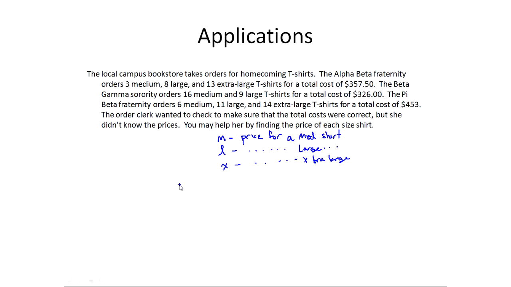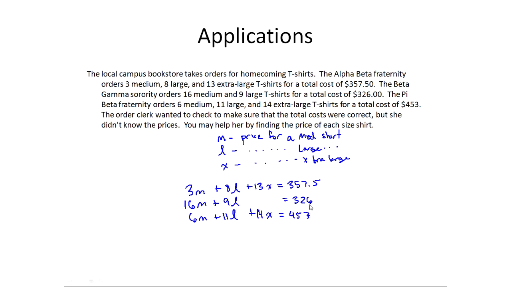But what does make sense because of the way cost works is to say something like this: 3 mediums plus 8 large plus 13 extra large. The cost, when you multiply and add them up, you should get a total of $357.50. And now I can do that for each of the pieces of information. I'm going to have 16 medium plus 9 large should give me a total of 326. And then looking at the final one, Pi Beta, 6 medium plus 11 large and 14 extra large should give me a total of 453.